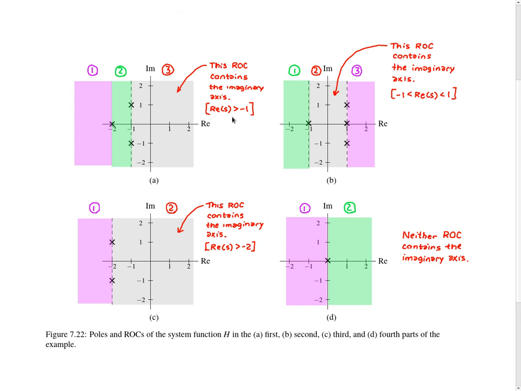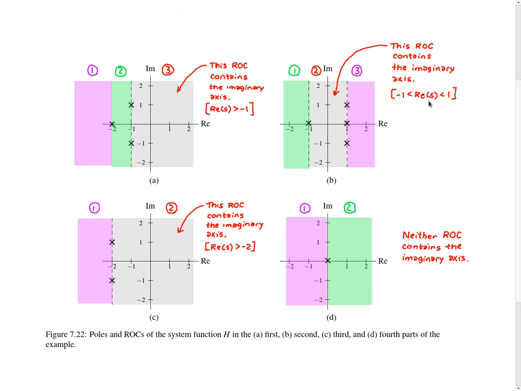Next, let's consider part B of the example, which is associated with figure B. In this case, big H has three possible regions of convergence: the green shaded left half plane, the gray shaded vertical strip, and the purplish shaded right half plane. Since the gray shaded vertical strip is the one that contains the imaginary axis, this is the region of convergence that corresponds to a system that is BIBO stable. In other words, the region of convergence is given by this formula here. The real part of s is between -1 and +1.